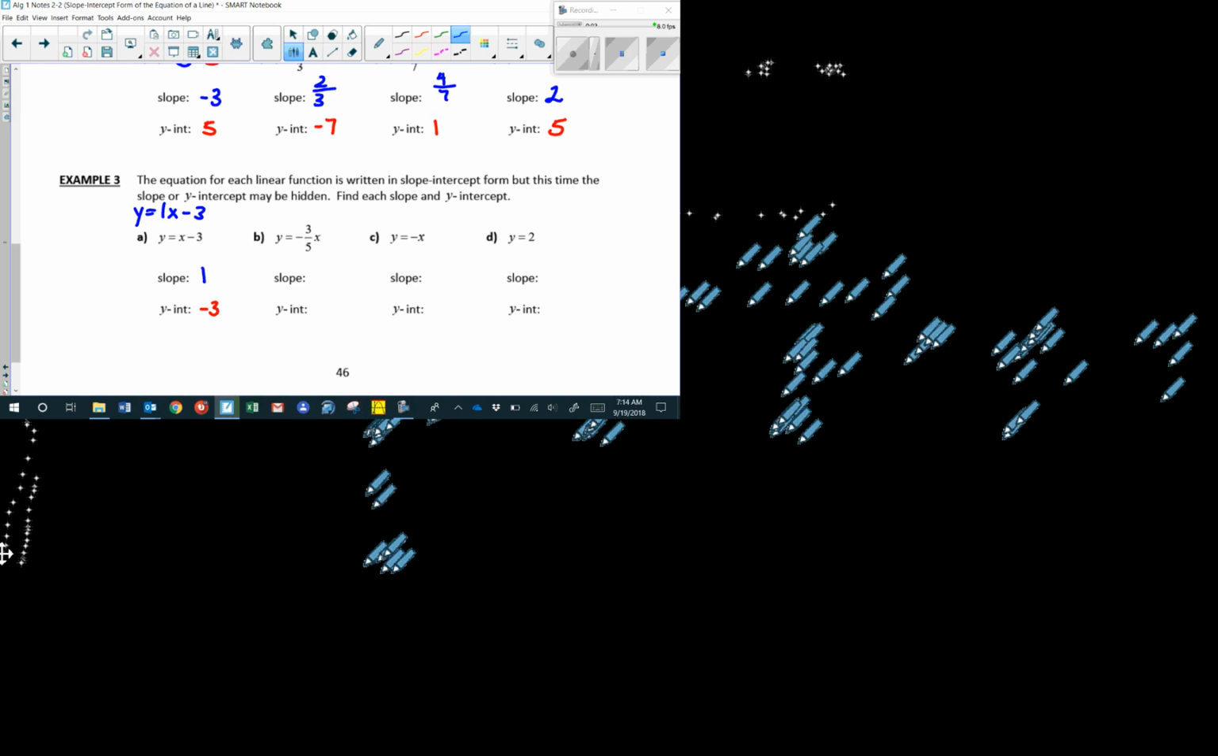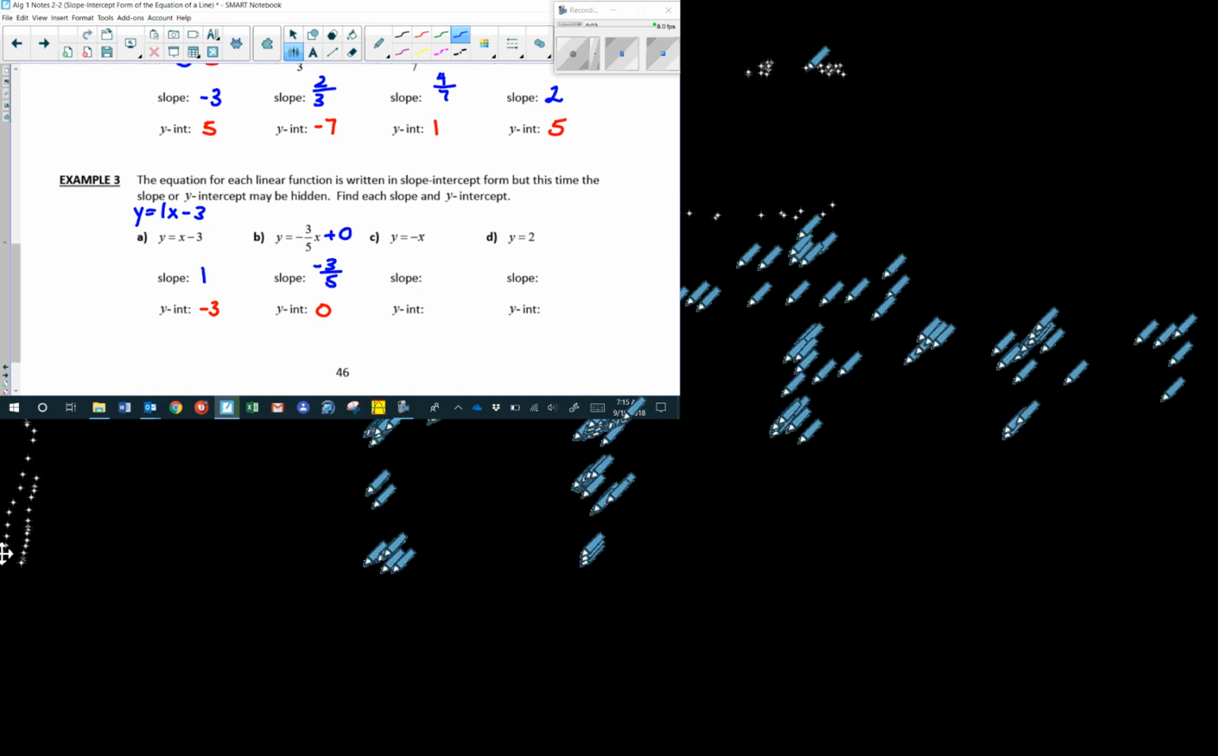In B, the slope is the number that multiplies x, so that would be -3/5. And the y-intercept is the number that's added to -3/5 x. So that's going to be 0 because our equation could actually be written as -3/5 x plus 0. When you add 0 to something, you don't change its value.